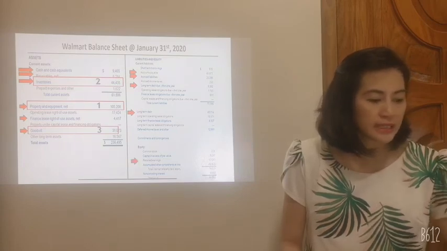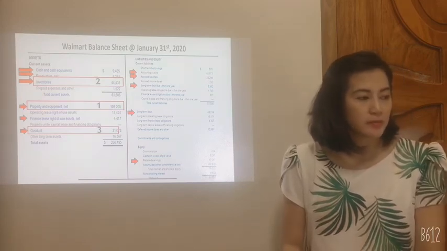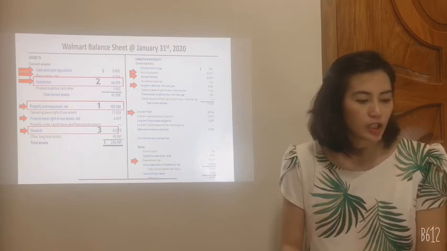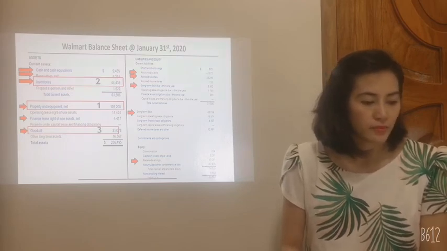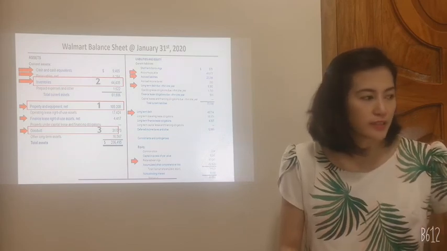Within equity, the largest line item in terms of size is the retained earnings, part of the company's cumulative historical profits.